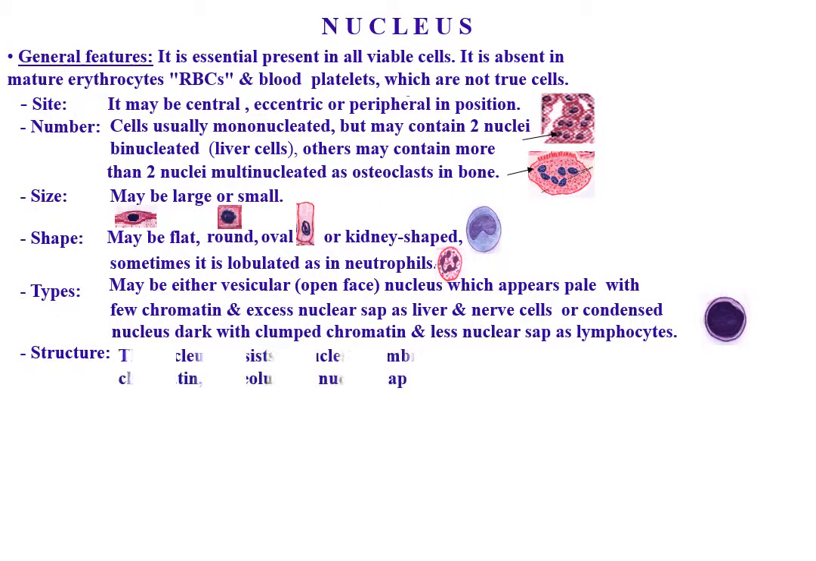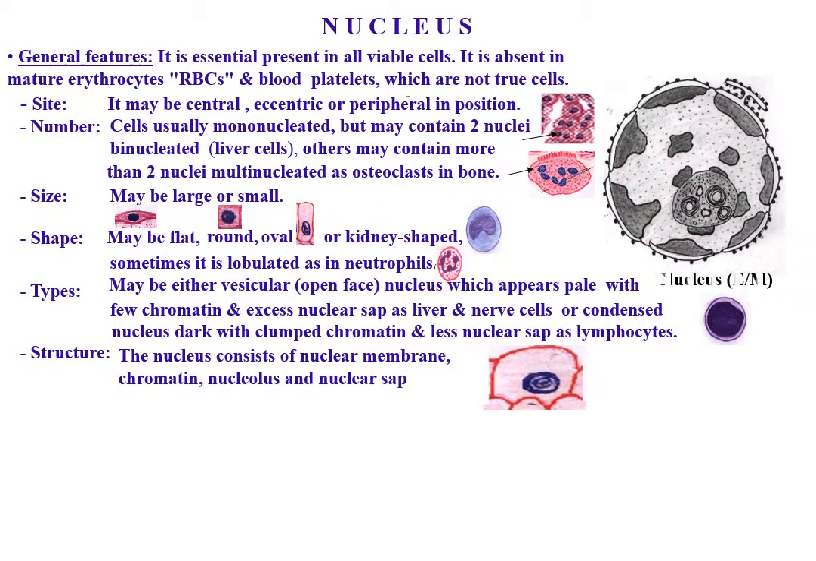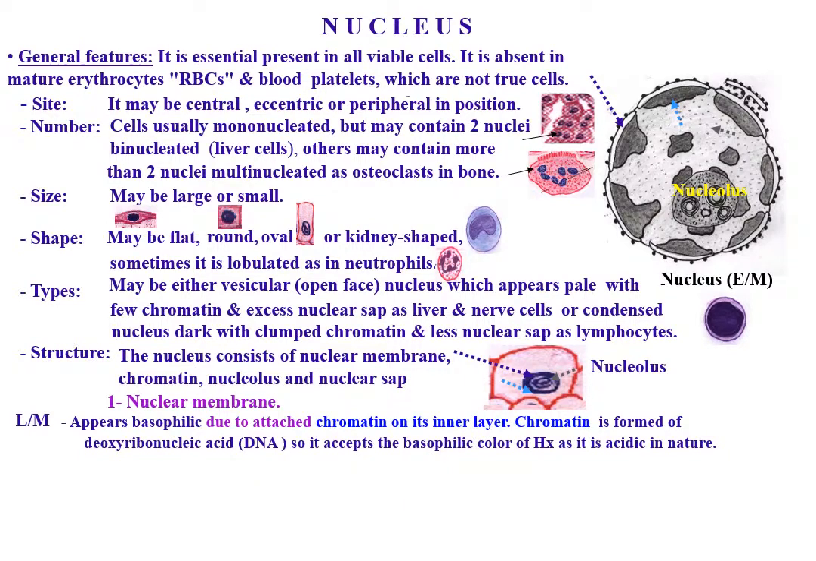Structure. Nucleus consists of nuclear membrane, chromatin network, nucleolus, and nuclear sap. Nuclear membrane, by light microscope, appears basophilic due to attached chromatin granules on its inner layer. Chromatin is formed of desoxyribonucleic acid, so it accepts the basophilic color of hematoxylin, as it is acidic in nature.